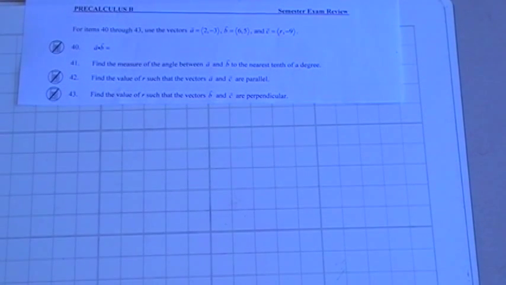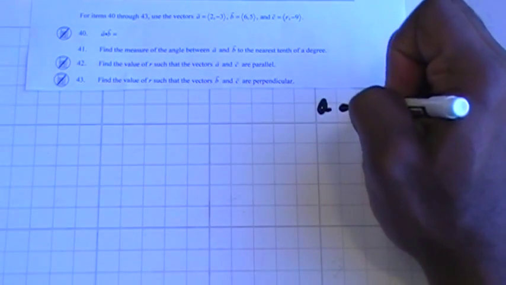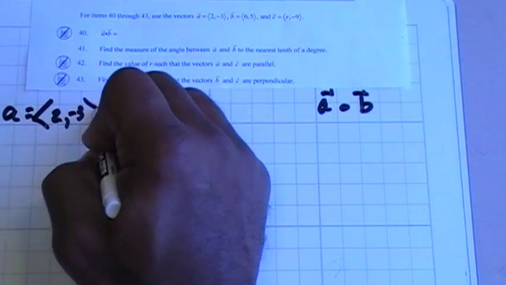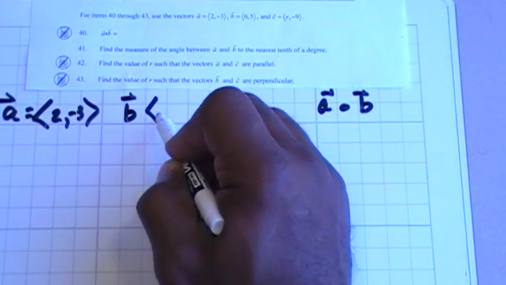Numbers 40 through 43. All right, for items 40 through 43, use the vectors given. We want to do the dot product for number 40. All right, so for number 40, we have A is equal to (2, negative 3). We have vector B is (6, 5).